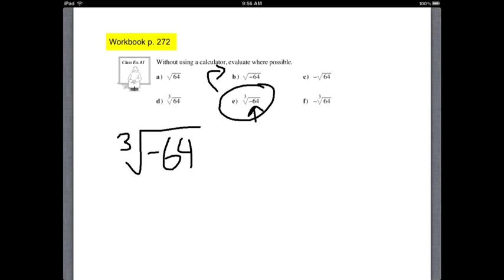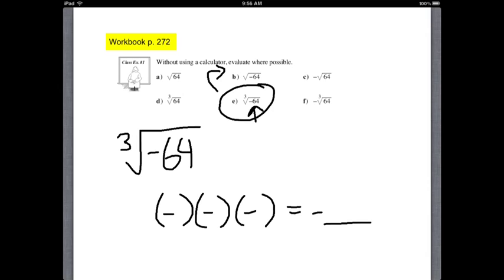If you recall, a negative number times a negative number times a negative number will give you a negative answer. The reason is, if you multiply the first two together, you'll get a positive answer, because a negative times a negative is equal to a positive. However, of course, when you multiply it by that last one, you have a positive times a negative, which will give you a negative answer as a result.